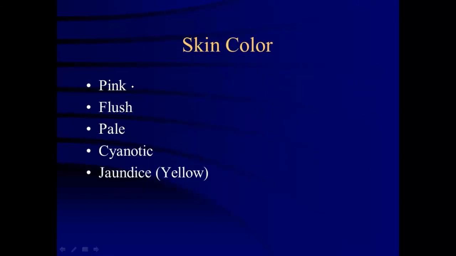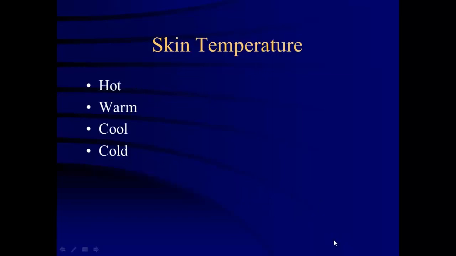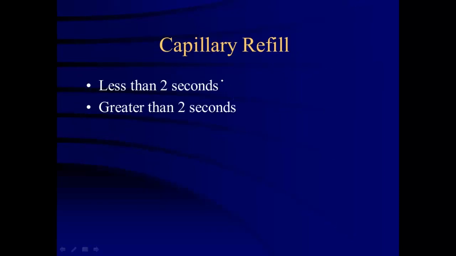So the skin color should be pink. It could also be flush. It could be pale. It could be cyanotic. It could be jaundiced, which is yellow. And you'll see this really in the whites of the eyes. The sclera will be yellow. Skin temperature: hot, warm, cool, cold. Warm would be the normal. Capillary refill, like I said, could be less than 2 seconds or greater than 2 seconds. This is, of course, the good one.